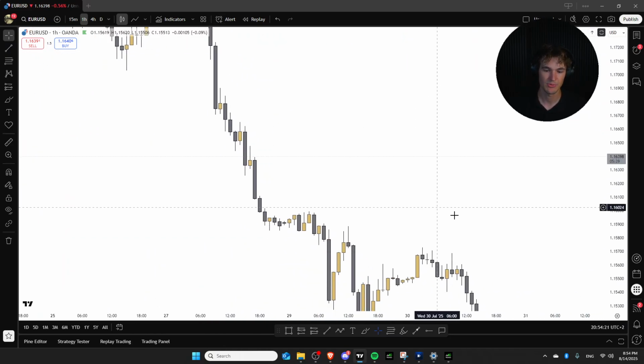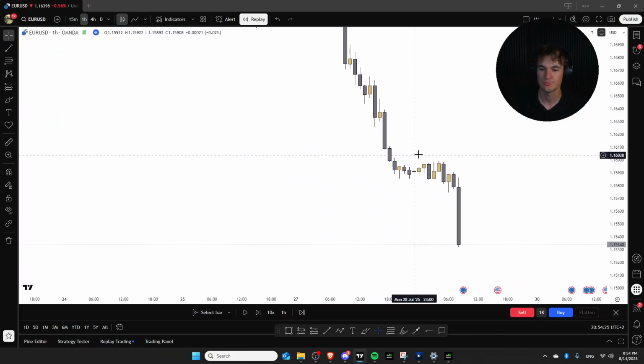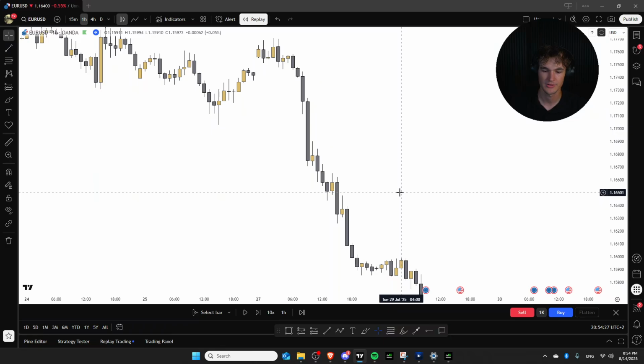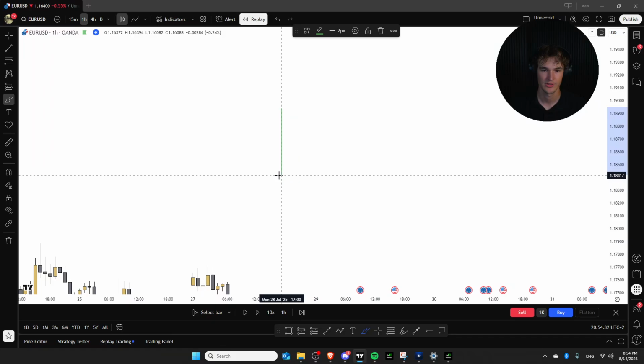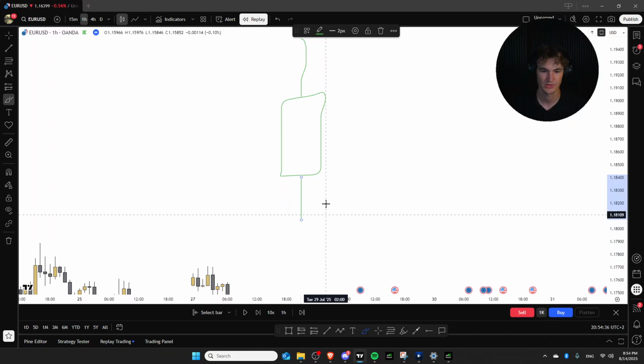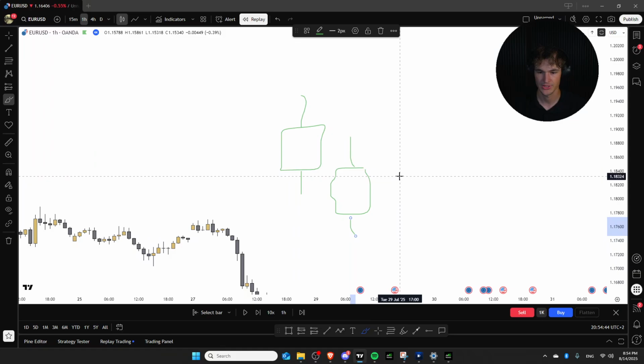So a good example of what an imbalance is, let me go down here, is basically when the market does not connect its wicks. So let me draw that out for you. Let's say you have a candlestick, right? That candlestick has wicks. Let's say you have a candlestick right after that. That candlestick also has wicks. Let's say you have another candlestick after that, and that candle also has wicks. So it looks something like this.